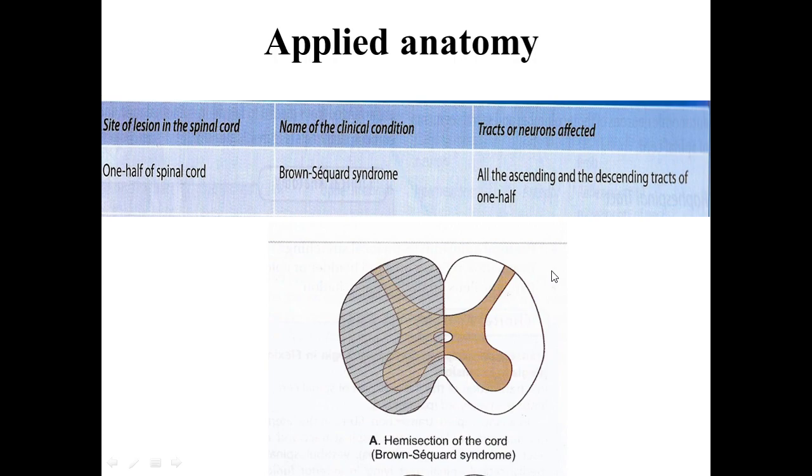Now applied anatomy. Hemisection of the spinal cord will result in Brown-Sequard syndrome. In this, the ascending as well as the descending tracts on one side will be affected. So both ascending and descending tracts on half of the spinal cord will be affected in Brown-Sequard syndrome.